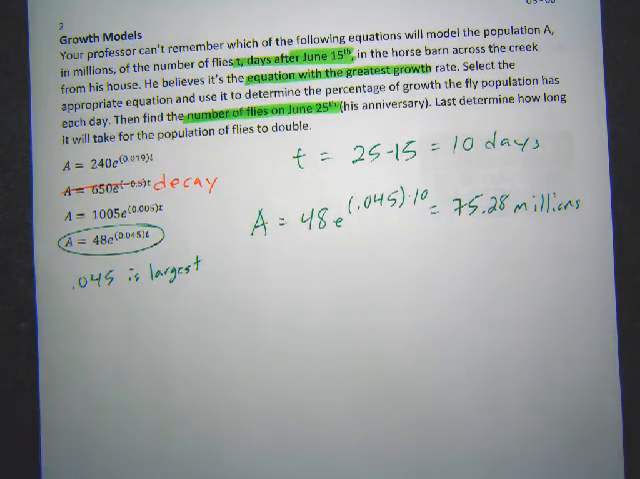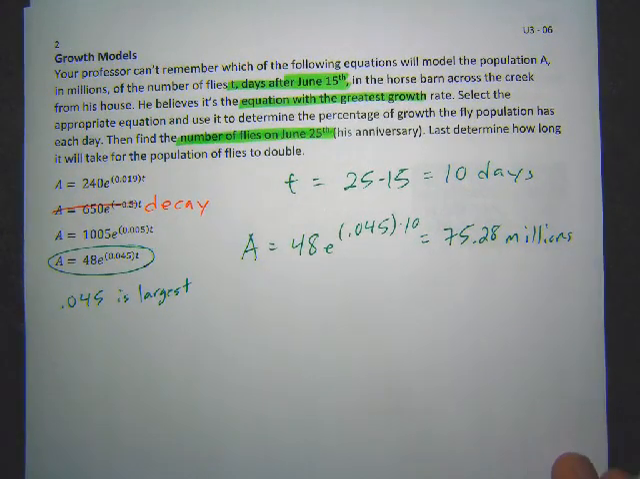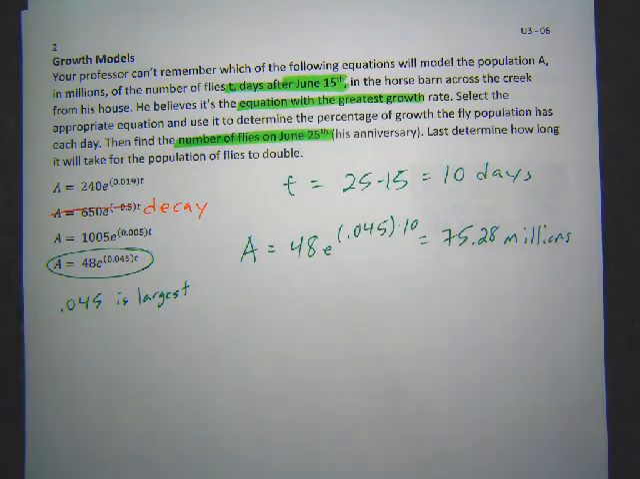So lots of flies, right? Started off with 48, now we're at 75. That's only in 10 days. Thankfully, flies don't really grow exponentially constantly because there are things like birds eating them and stuff like that. But if they did, they'd cover up the world pretty fast because exponential growth is a really fast type of growth. Okay, now one more part to this question.